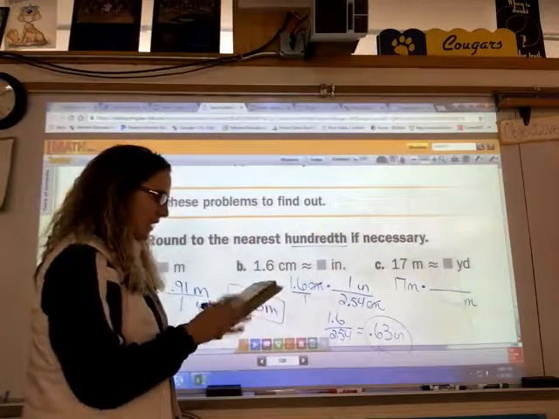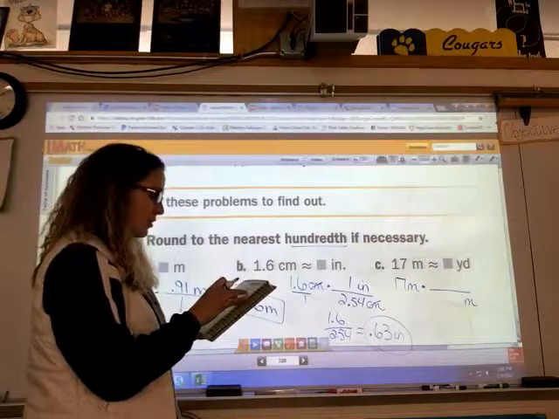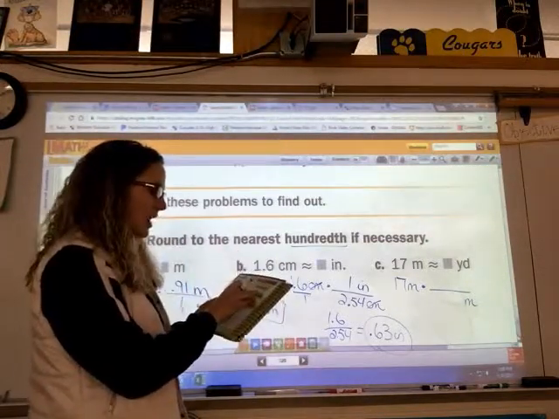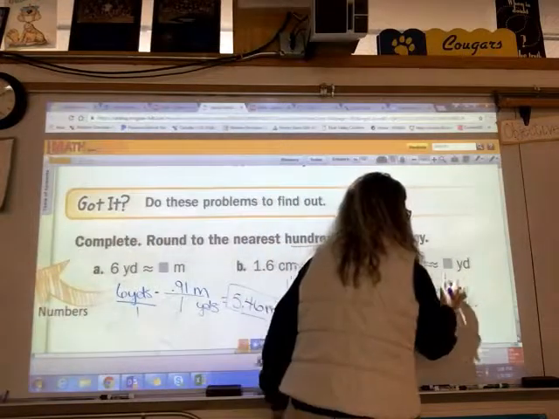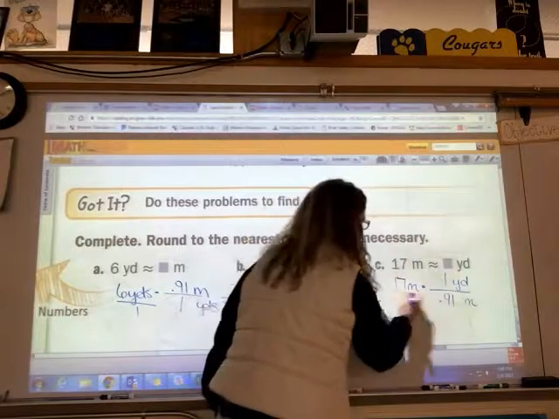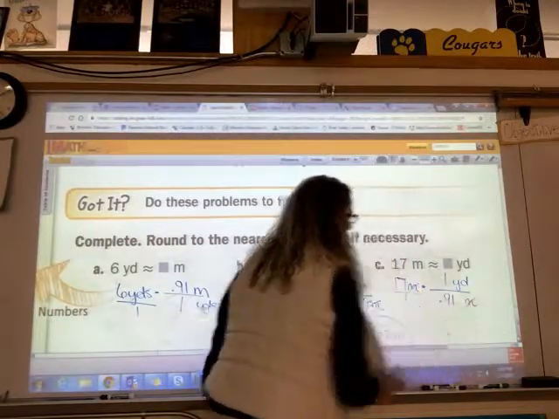So I want to look to see if I can change meters to yards. And it does tell me at the top that I have 1 yard equals 91/100ths meters. So 1 yard equals 91/100ths meters. Again, I'm thinking over 1, I'm going to cross off my m's.